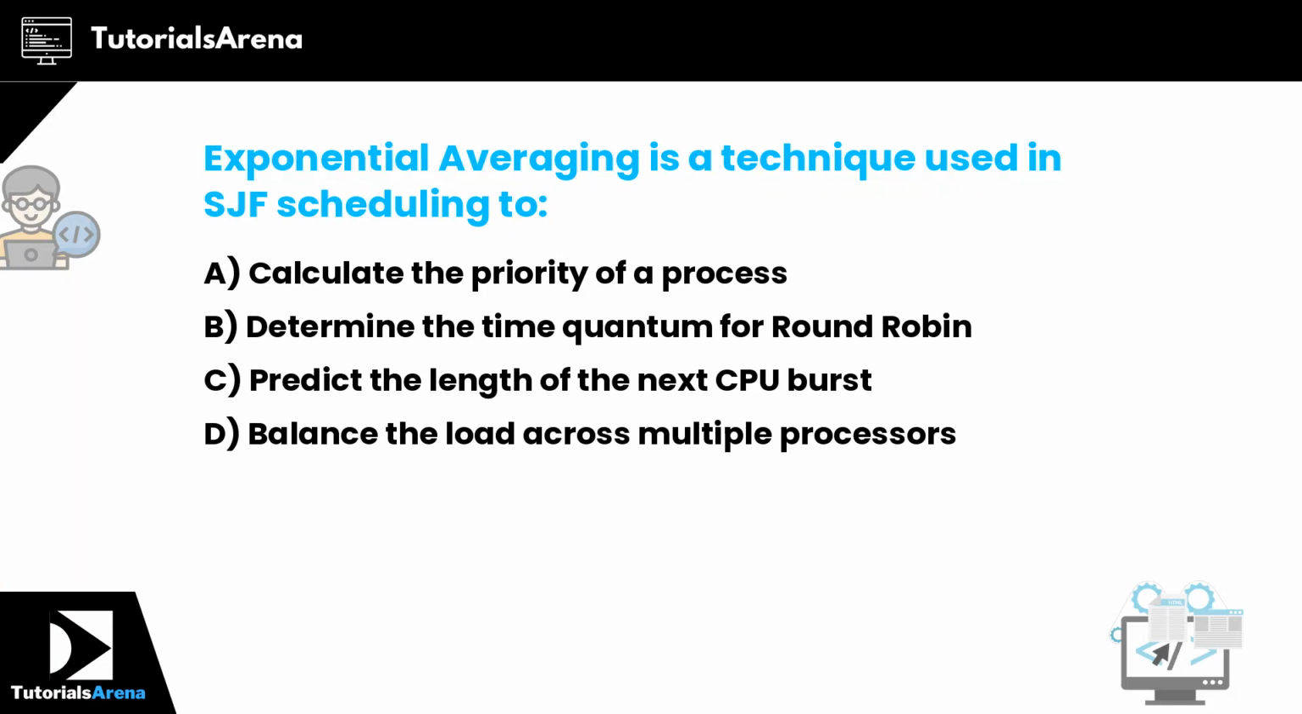Exponential averaging is a technique used in SJF scheduling to. The correct answer is option C, predict the length of the next CPU burst.